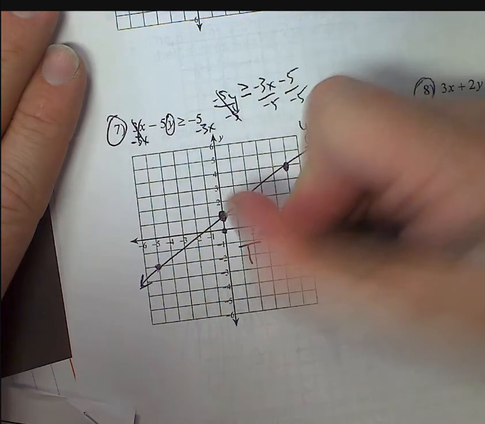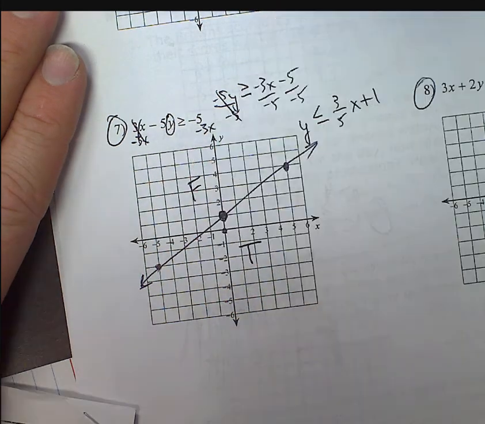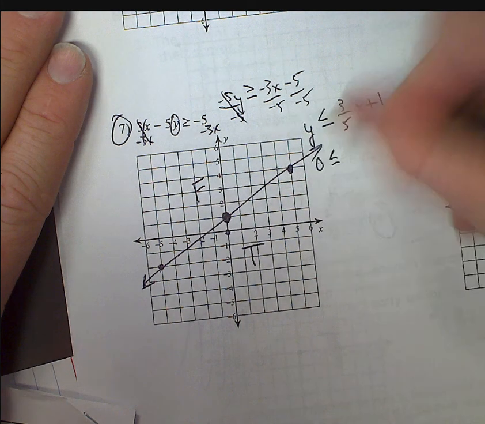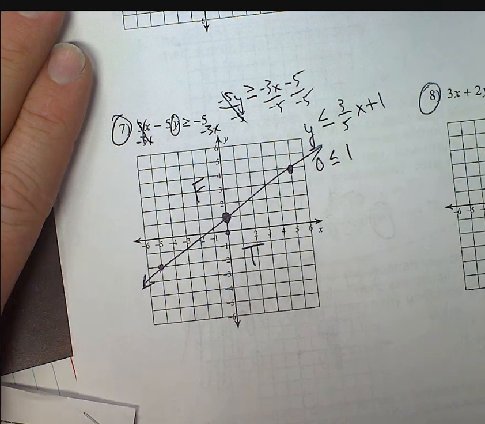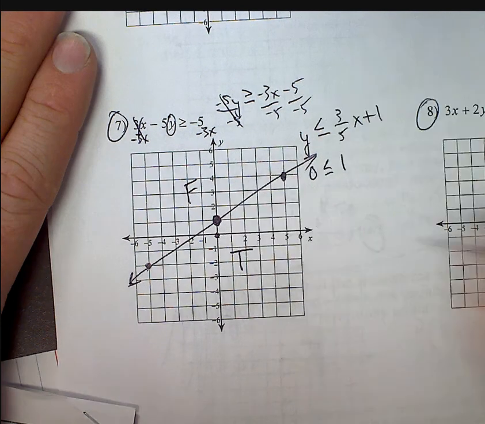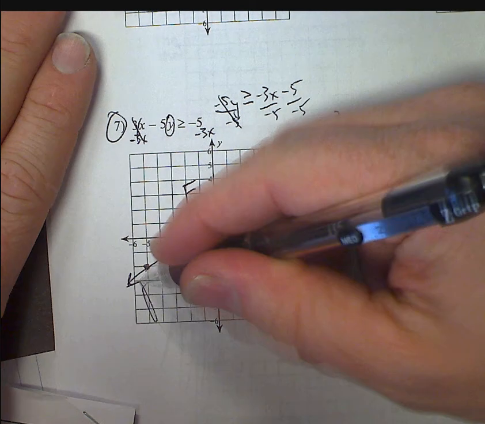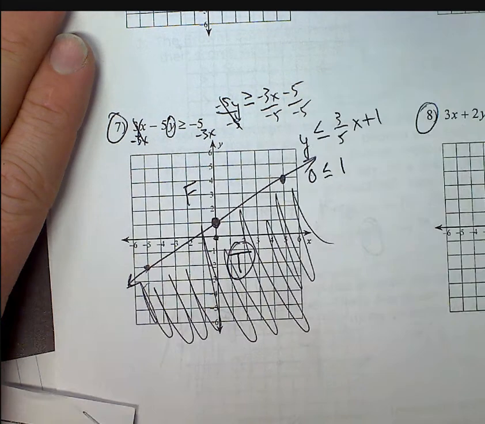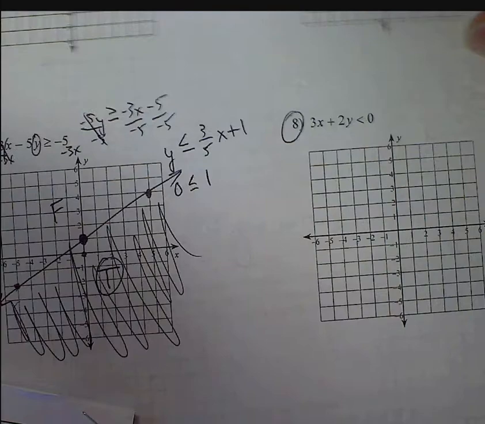This becomes my true side, this becomes my false side. If I plug in 0, 0, that becomes 0, so plus 1. Is 0 less than or equal to 1? That is true. I'm going to go ahead and shade the true side.